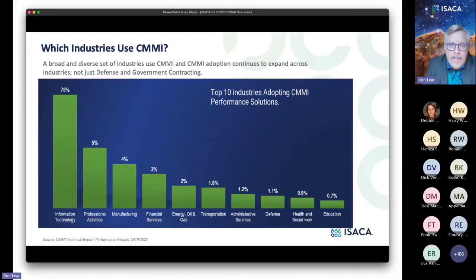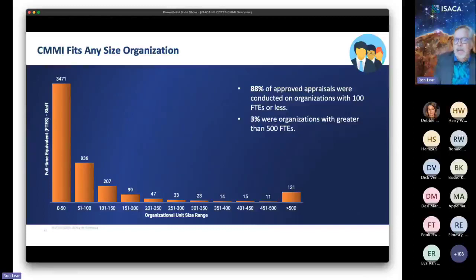So in the past, there's been a little bit of a misperception that CMMI is only for government contractors and typically only for the big government contractors. And my next slide will debunk that myth as well. From all of the appraisals, those 4,500 from last year and over the 10,000 we've done since we launched in 2018 and 2019, one of the key things is most of the organizations, 88% in fact, were organizations with less than 100 people. So there were medium to small organizations.